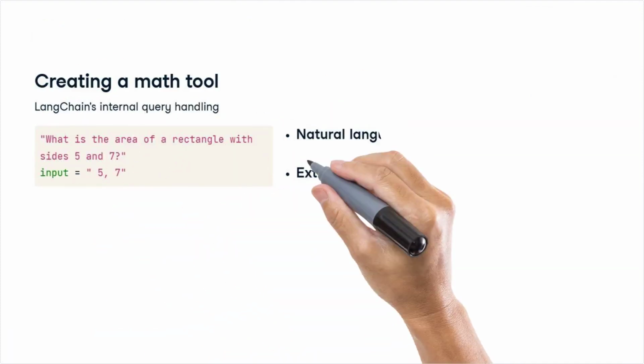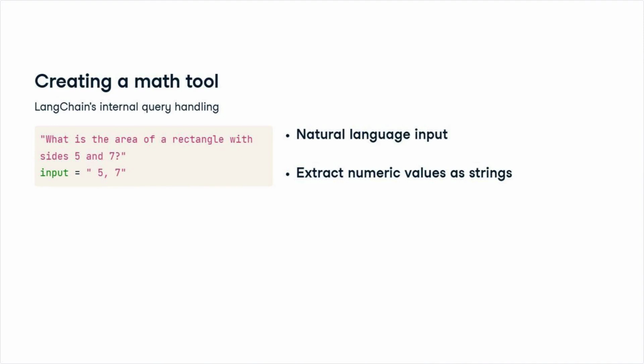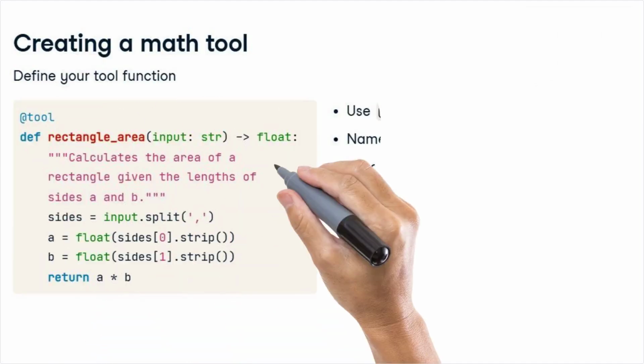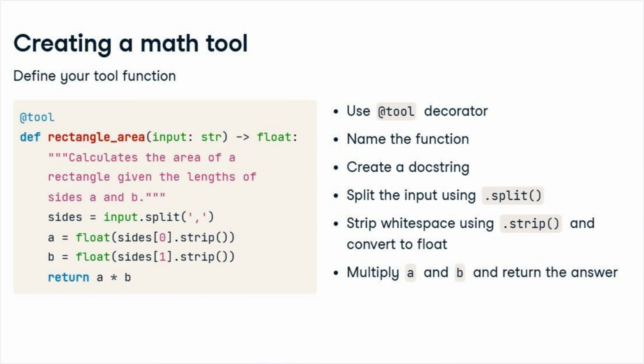By default, LangChain accepts such natural language queries as strings. Internally, it uses the LLM to extract the necessary input from the query. Here, LangChain might extract the two numbers, 5 and 7, as string inputs representing rectangle lengths before performing calculations. Let's create a function that can handle this kind of input.